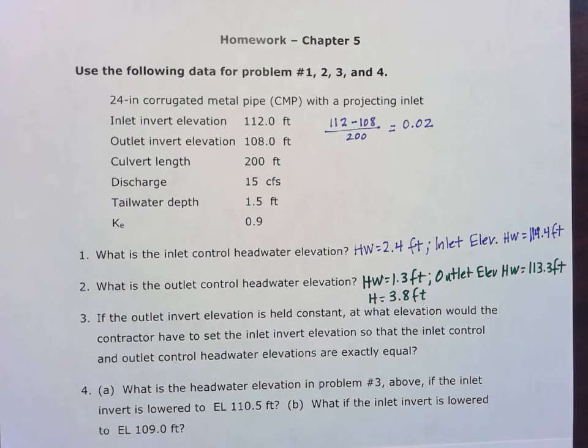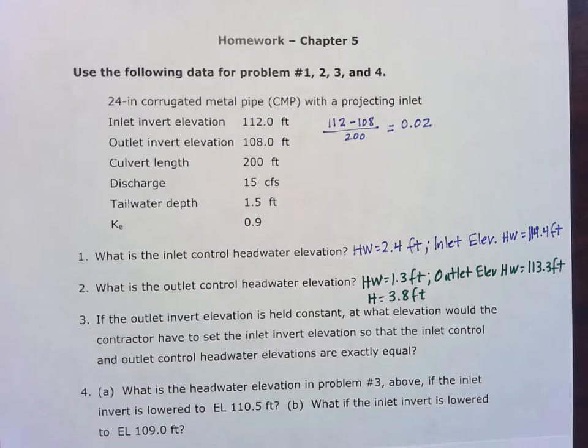Okay, for problem 4 of the FEP hydraulics homework from chapter 5, we're going to figure out what's going to happen to the headwater elevation in problem 3 if we lower the inlet invert to 110.5 feet or if we lower it to 109 feet. So let's go ahead and think about what would happen if we change those inlet inverts.